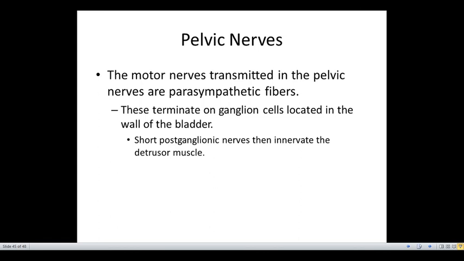The motor nerves transmitted in the pelvic nerves are parasympathetic fibers. These terminate on ganglion cells located in the wall of the bladder. So these are parasympathetic postganglionic fibers. And then short postganglionic nerves, they innervate the detrusor muscle.